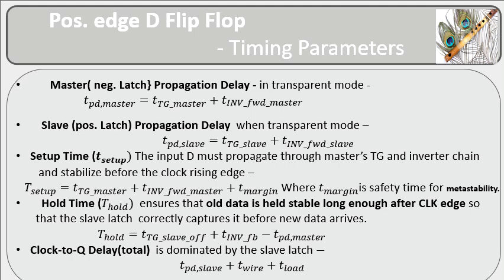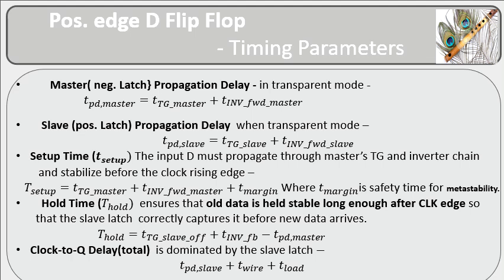The hold time is expressed as the sum of the delays of the slave's transmission gate plus feedback inverter delay minus the master's delay. Clock to Q delay reflects how quickly the output responds after the clock transition. The overall clock to Q delay is dominated by the sum of the delays of the slave latch plus wire and load.